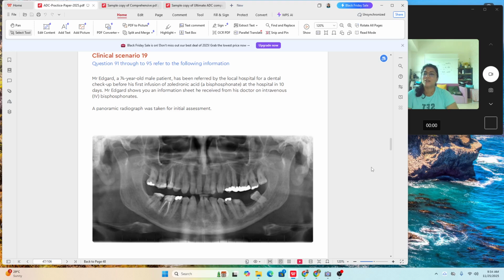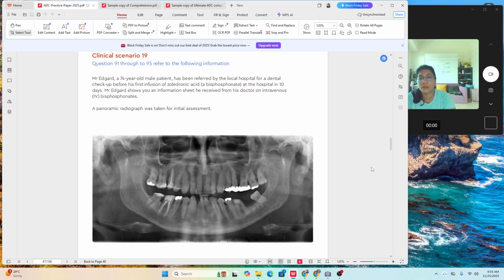Okay. So Mr. Edgar, a 74-year-old male patient, has been referred by the local hospital for a dental checkup before his first infusion of zoledronic acid, they have been kind enough to give you in the bracket a bisphosphonate, at the hospital in 10 days. So in the next 10 days, he's going to have his first infusion of a bisphosphonate.